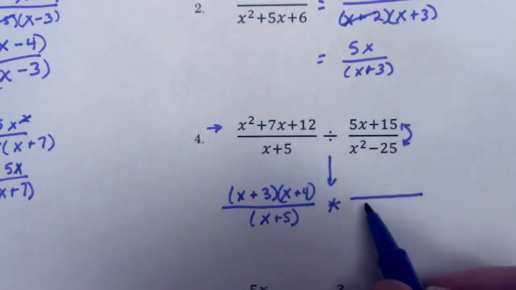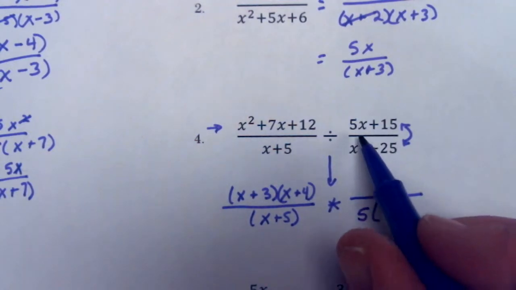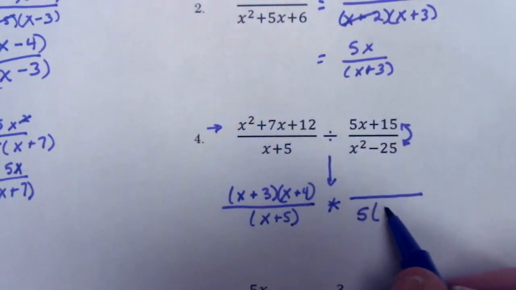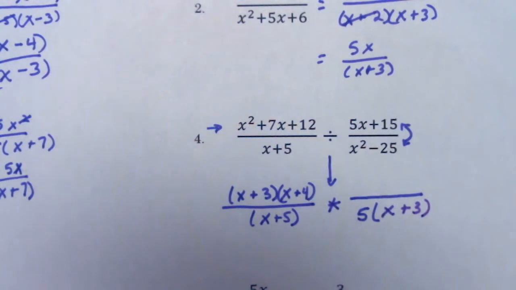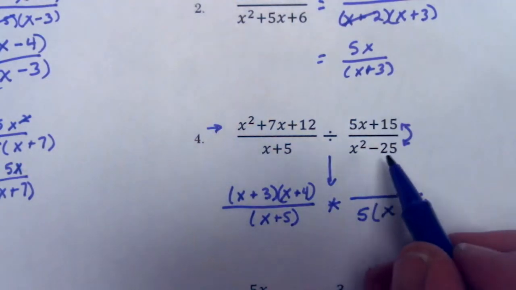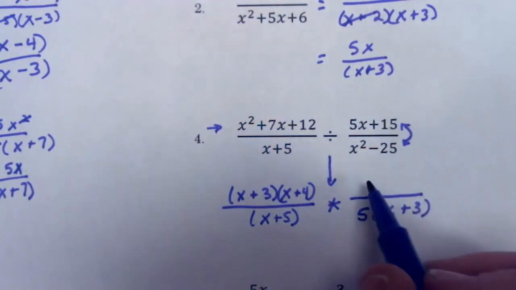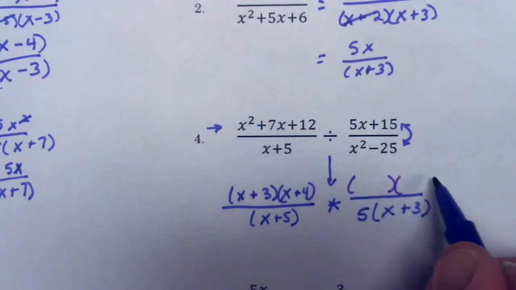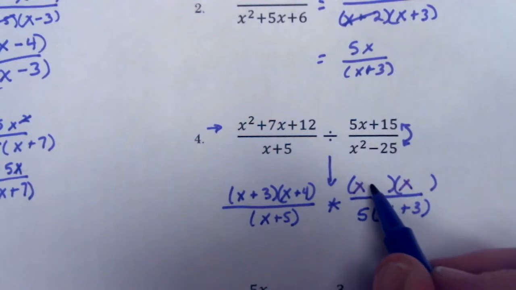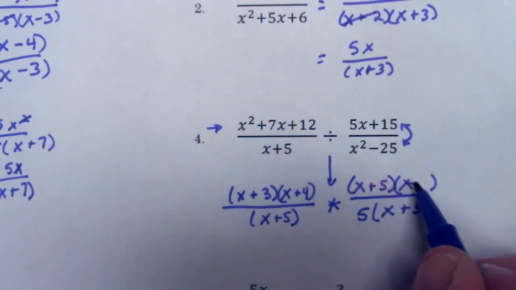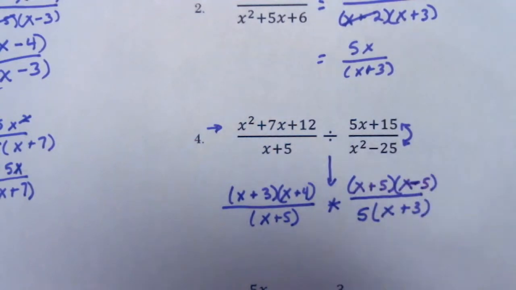And this flips. So when I factor 5x plus 15, I can take 5 out of each of those. Divide 5x by 5, you get x. 15 divided by 5 is 3. So I end up with 5 times x plus 3. Now the last thing to factor is x squared minus 25. That's the difference of two perfect squares. So x and the square root of 25 is 5. So x plus 5 times x minus 5.